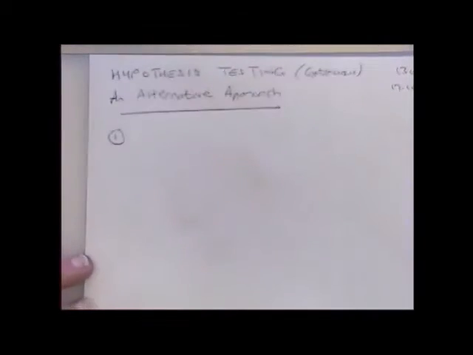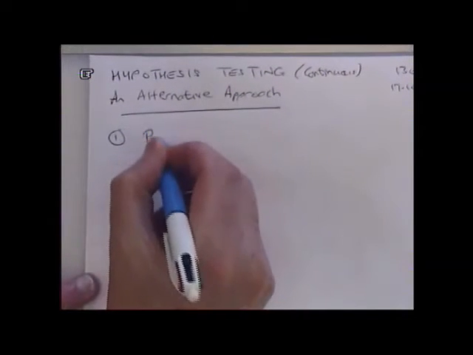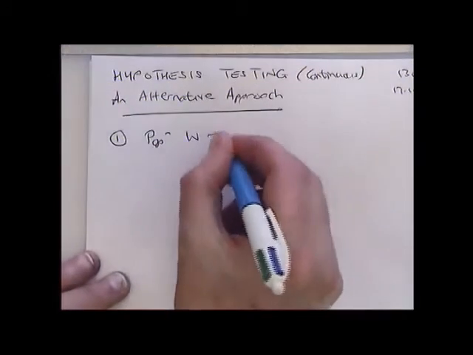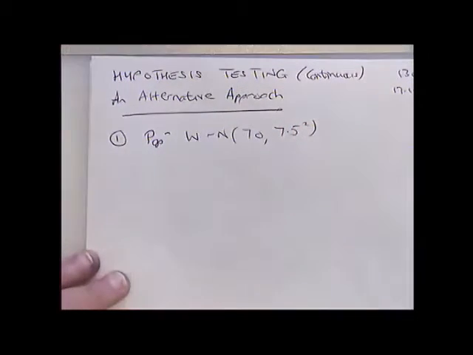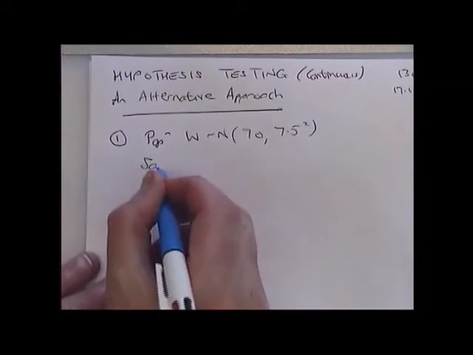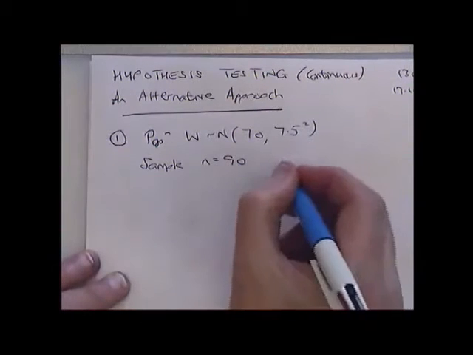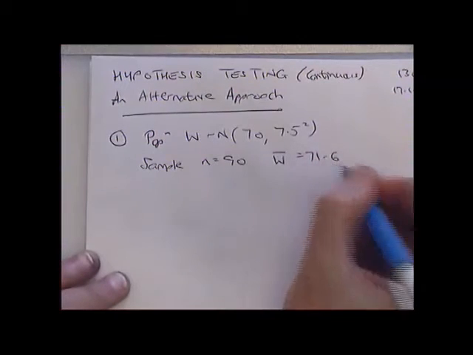They're not going to be wordy examples. We're going to sort of summarise the key bits as we go. So, first off, we have a population of things which we are going to call W. And W is normally distributed with a mean of 70, a standard deviation of 7.5. So I've put 7.5 squared in there for the variance. A sample has been taken of size 90, and the sample mean, W bar, is 71.6.